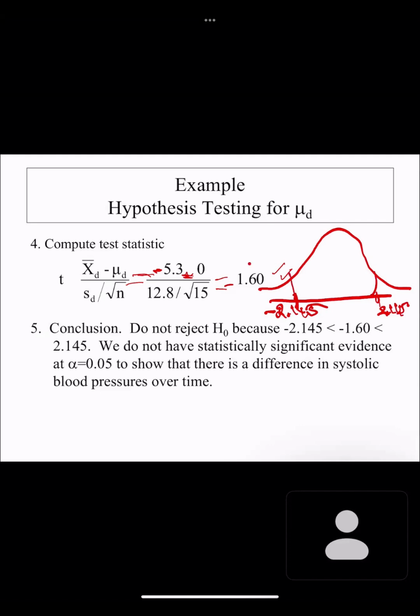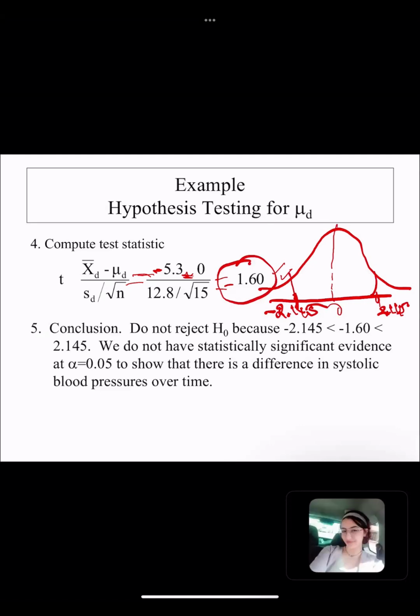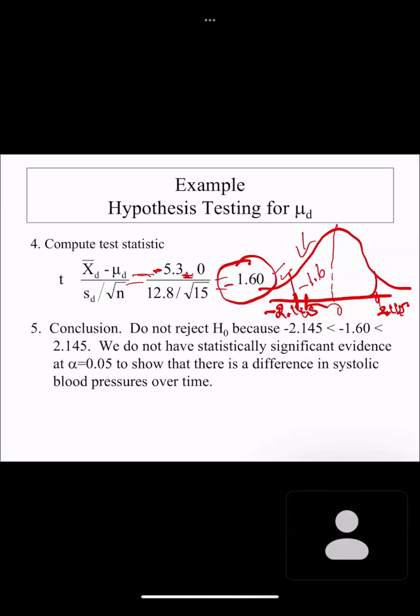Where does it fall? Is it outside? Is it less than 2.145? It's inside. Minus 1.6 is here. So therefore, it's not rejected. I don't reject H0 because the 1.6, excuse me, lies inside, between the minus 2.145 and the plus 2.145.